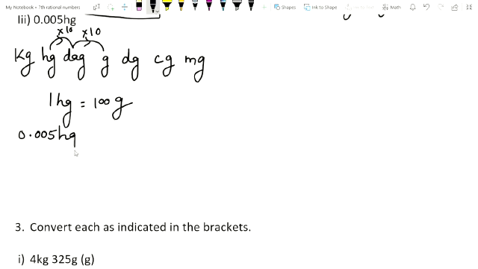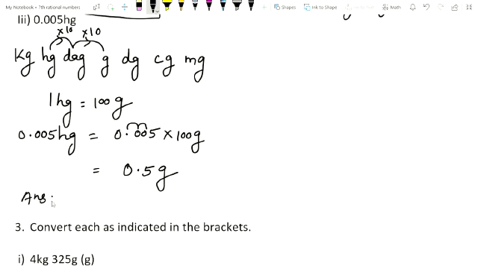So 0.005 hectogram equal to 0.005 into 100 gram. When you multiply with 100, the decimal place will move 2 places to the right. So 1, 2. So what is the answer? 0.5 gram. 0.005 hectogram equal to 0.5 gram. You understand, children? Shall I move on to the next one?